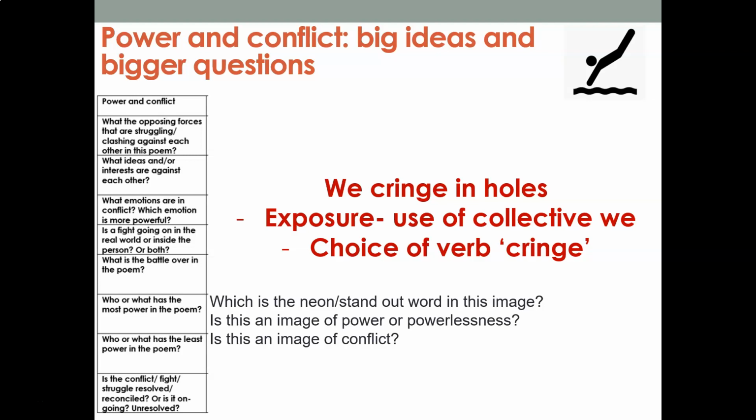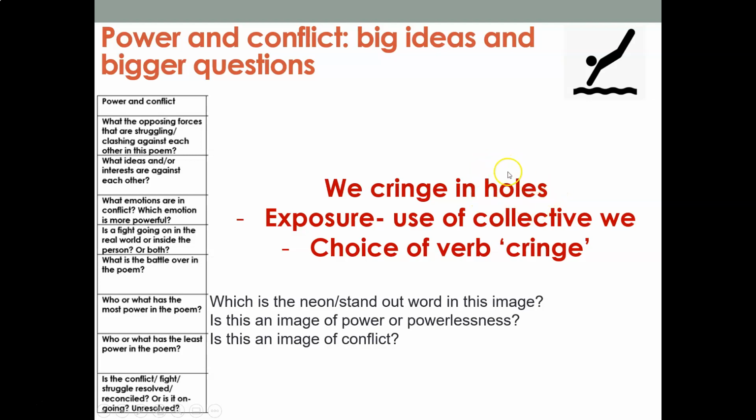Okay, so now we're into exposure. Remember, we wrote down all these lines at the start. So we're just returning to where we wrote them in our books, and we're just now thinking out loud on paper. This is going to help us have some big ideas and questions to do our last task in a minute. So we cringe in holes. So we've got this we, and we've got this powerful verb choice to cringe. Now, if you're cringing, you're kind of like curled up, you're cowering, you're full of anxiety and fear. And also this, you might be more drawn to this word holes. That might be the word that stands out for you?